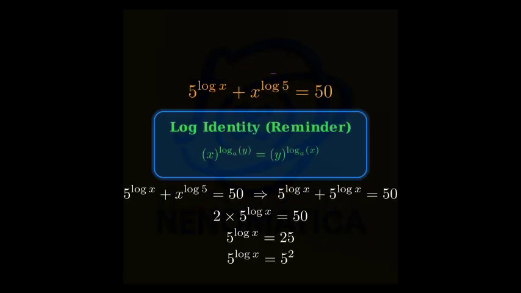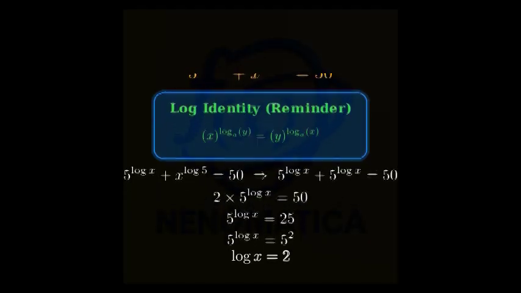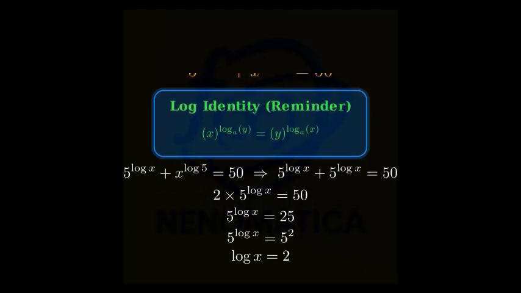Write 25 as 5 squared. Then we can equate exponents. With equal positive bases, exponents are equal.